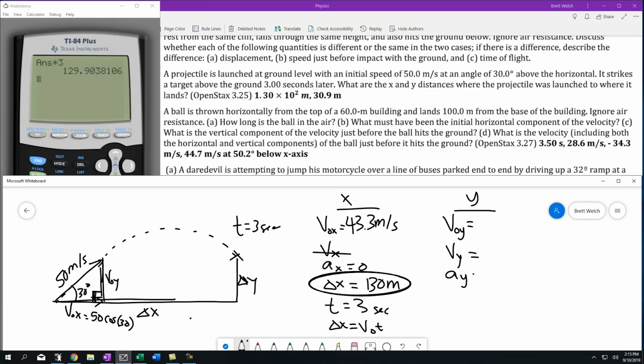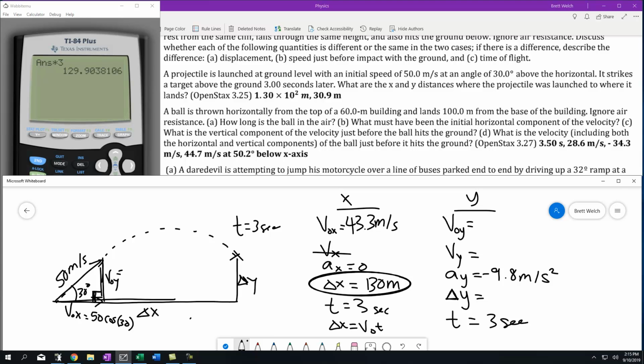We do know ay is 9.8. Now, I'm going to make that a negative 9.8 because I know the initial velocity is upward, and so that's going to be counterintuitive or counterproductive. So we've got to have both of those. Delta y is what we're after, and again we know that t is 3 seconds. So if we can figure out what v naught y is, we can go through the same process there.